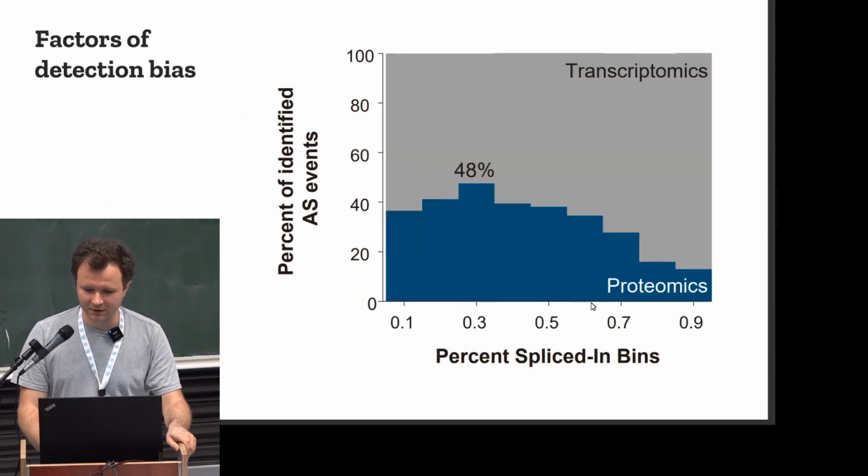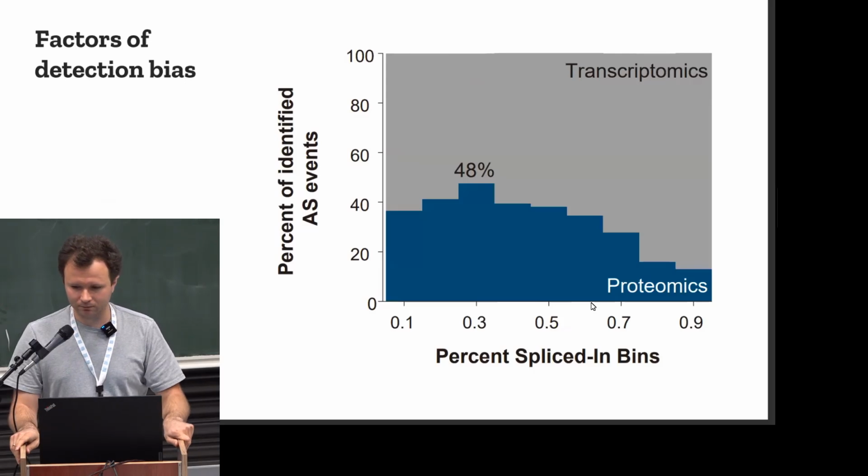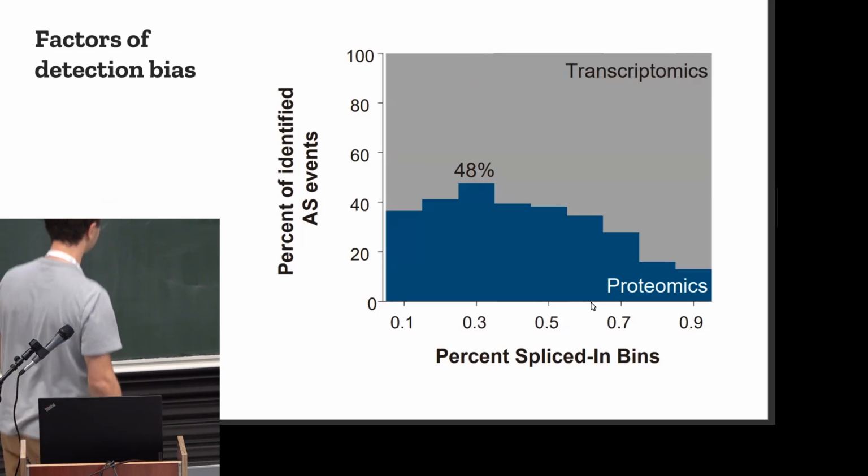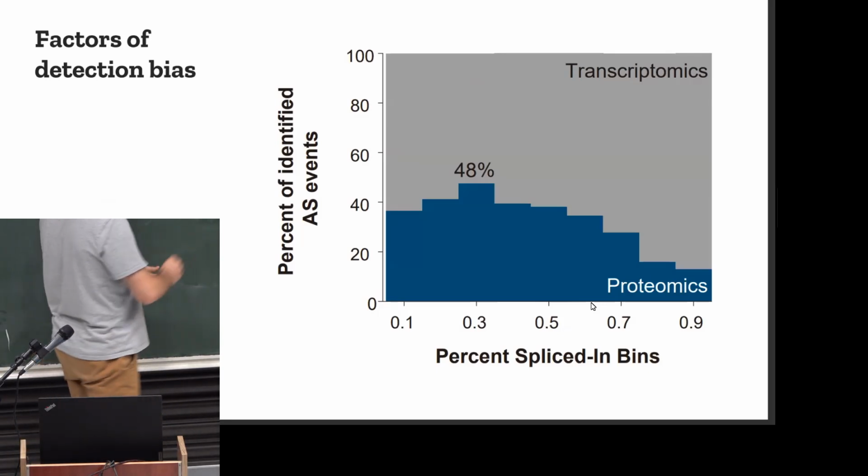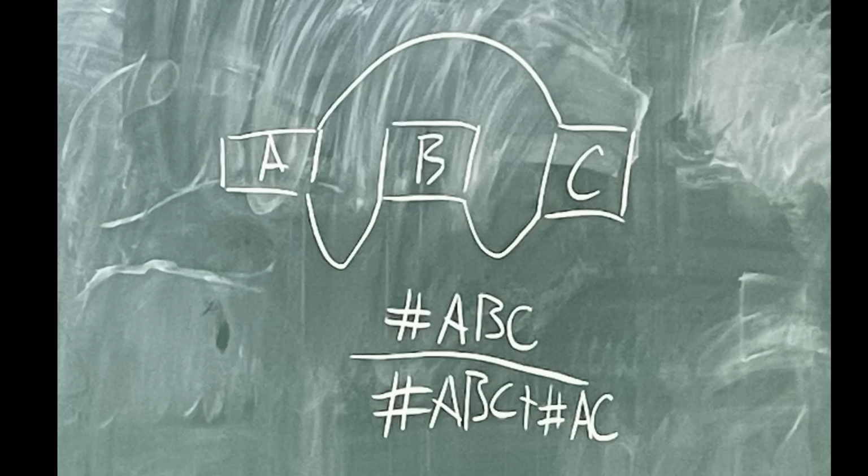Okay, and the second thing is percent spliced in. I hope you don't mind if I draw on the board. I will shout a bit. Imagine we have a splicing. We have a three-exon situation, and I call them exon A, B, C. What we can do as a cell is exclude exon B, or we can include exon B.